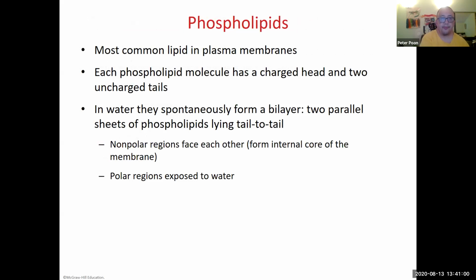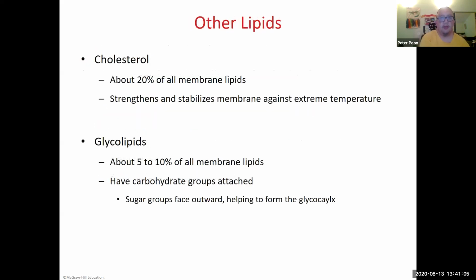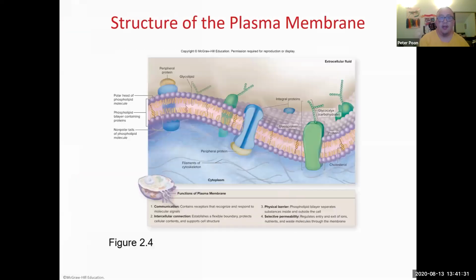I already explained that. Cholesterol is in your system as well. This actually embeds in the bilayer and makes it more flexible. The glycolipids are more rare. Those are lipids that have sugar sticking out of them.